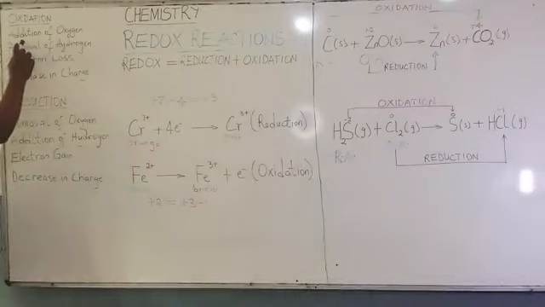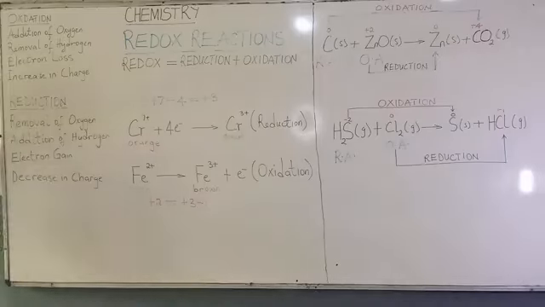Oxidation simply means addition of oxygen, removal of hydrogen, electron loss, or increase in charge. Charge is also called oxidation number. While reduction, which is the opposite of oxidation, means removal of oxygen, addition of hydrogen, electron gain, or decrease in charge, decrease in oxidation number.